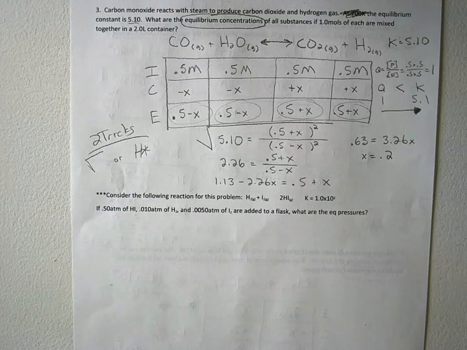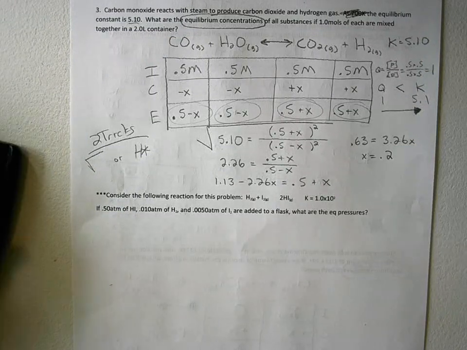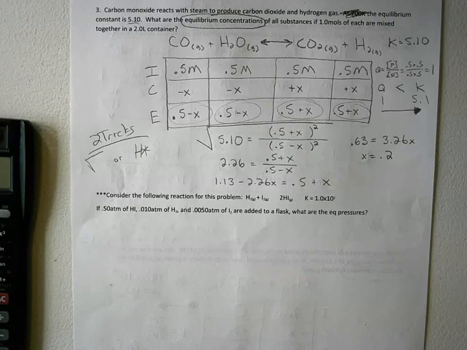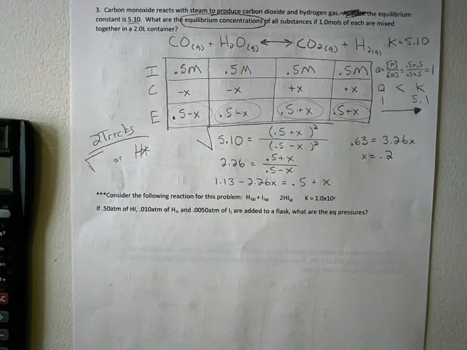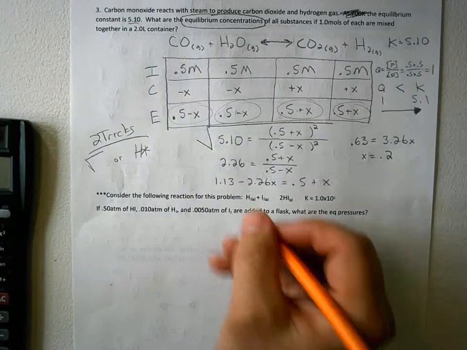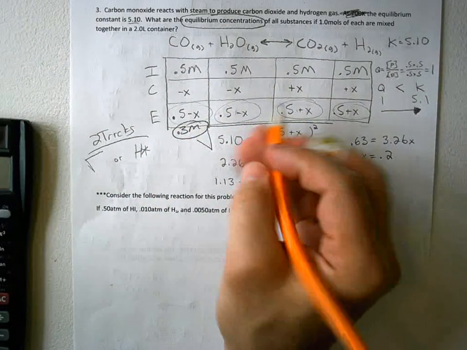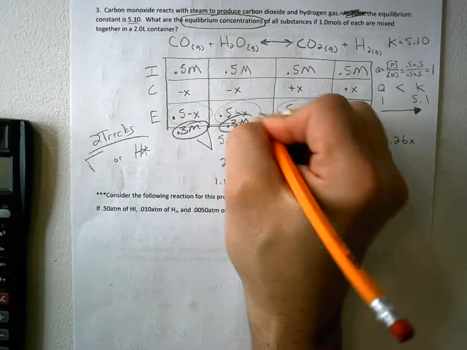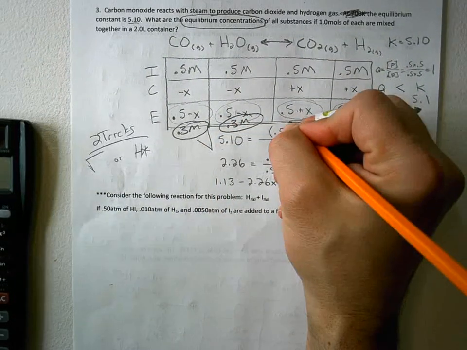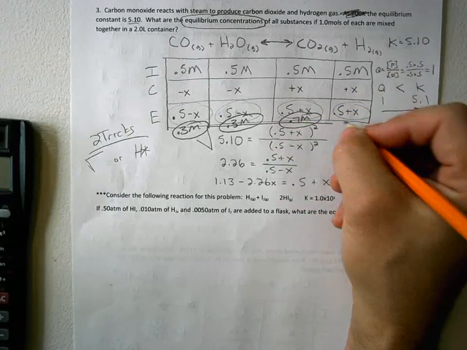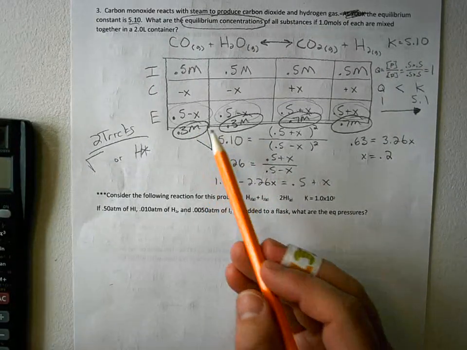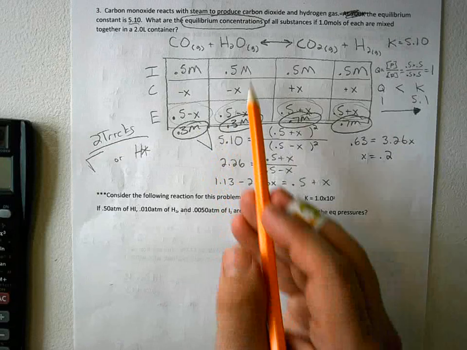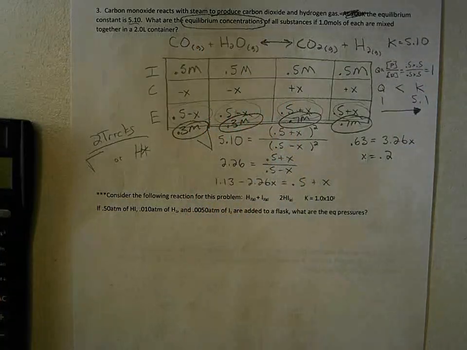You could stick with the 0.19, I guess, but I'm trying to just not use sig figs too much with this work. So we get that 0.19. X equals 0.2, and then we just got to plug it into these four situations. So what's 0.5 minus 0.2? 0.3 molar. 0.5 minus 0.2? 0.3 molar. 0.5 plus 0.2? 0.7 molar. 0.5 plus 0.2? 0.7 molar. And this is how we plug the X value into our equilibrium concentration expressions with X to find what the equilibrium concentrations are.